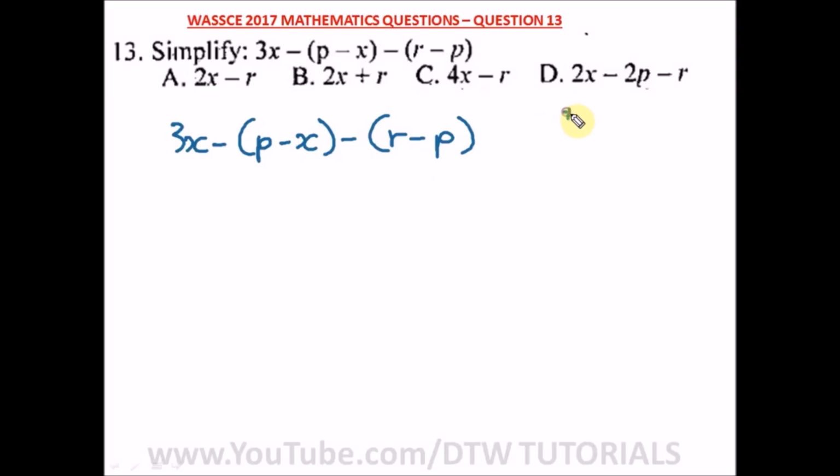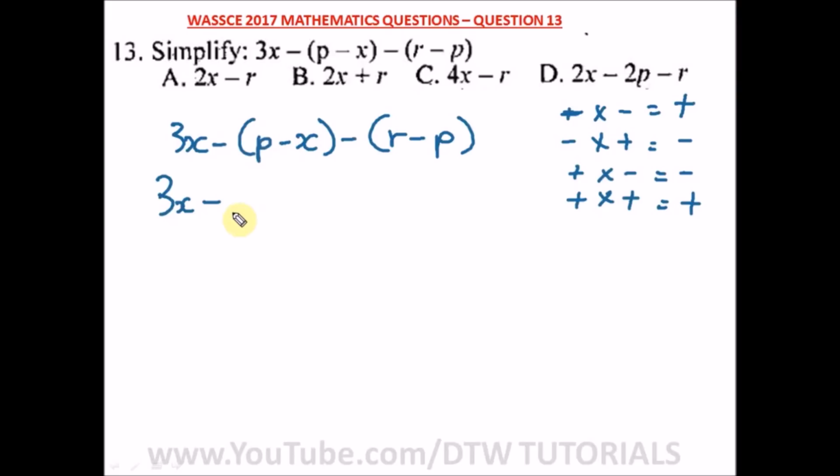So minus times minus will give us plus. Minus times plus will give us minus. Plus times minus will give us minus, and plus times plus will give us plus. Please make sure you remember this in your maths. So let's open up the bracket here. We have 3x, minus times p will give us minus p, minus times minus x will give us plus x, and here we have minus times r will give us minus r, and minus times minus p will give us plus p.